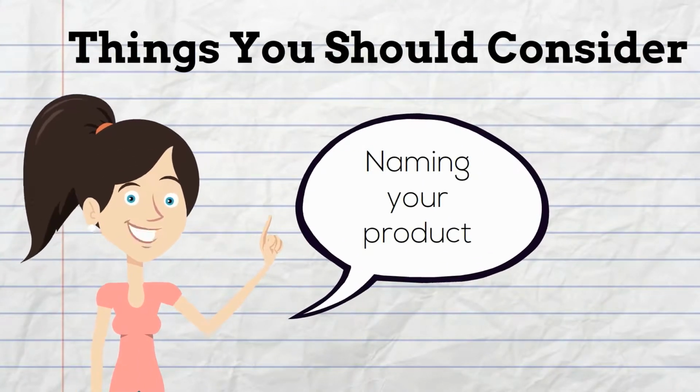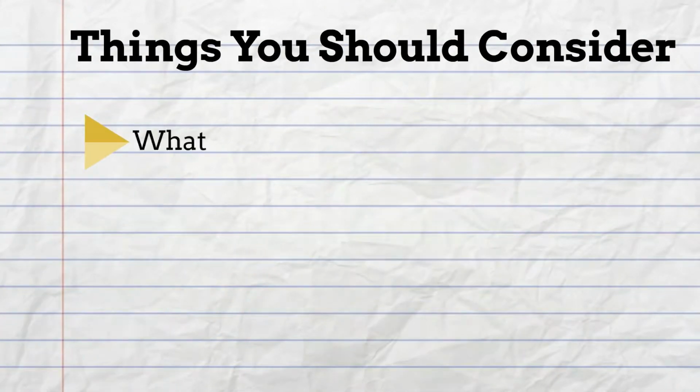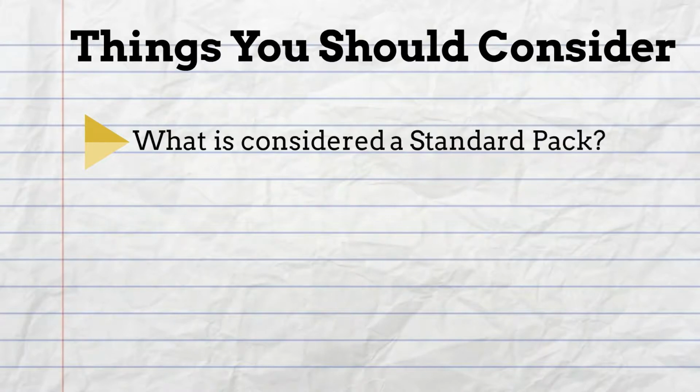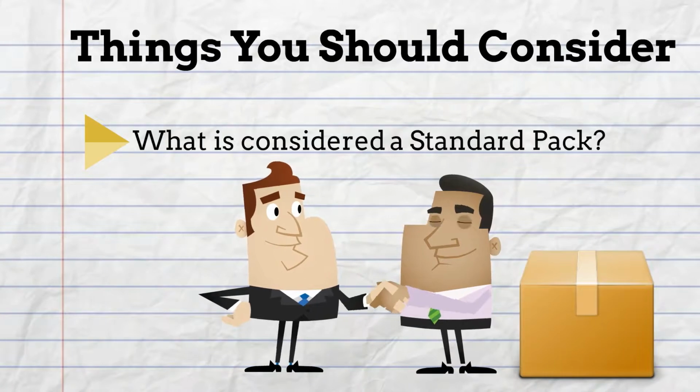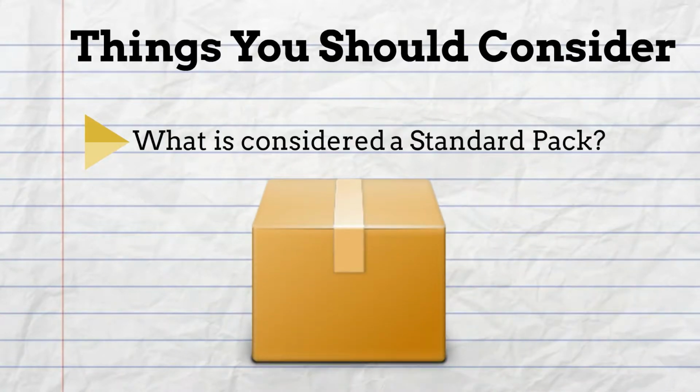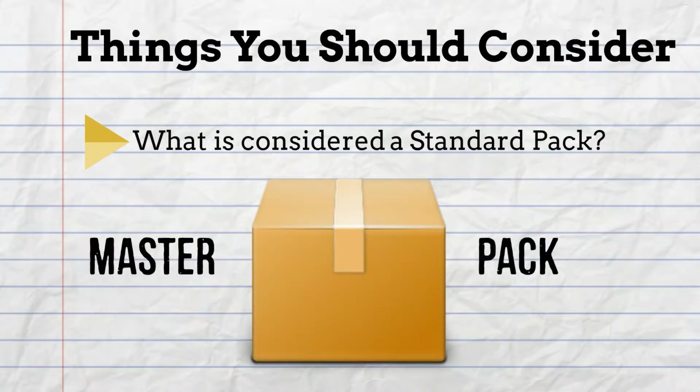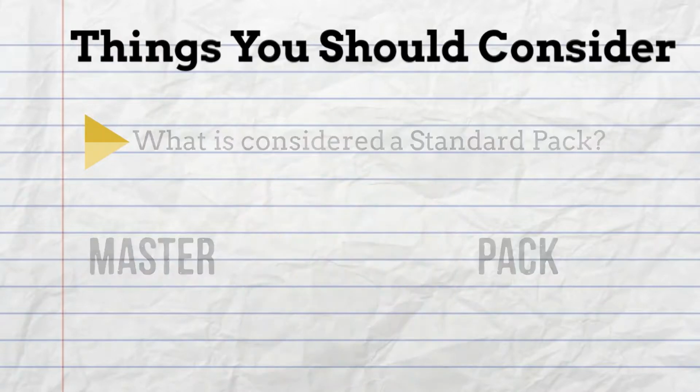Here are a few things that you should consider when naming your product. First, determine what is called standard pack for this item. Standard pack is the pack size that the product was shipped from your manufacturers. Standard pack is sometimes referred to as master pack, as the two terms are used interchangeably.